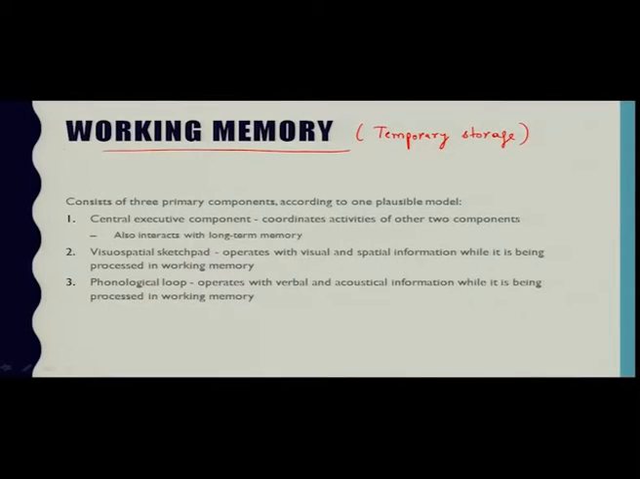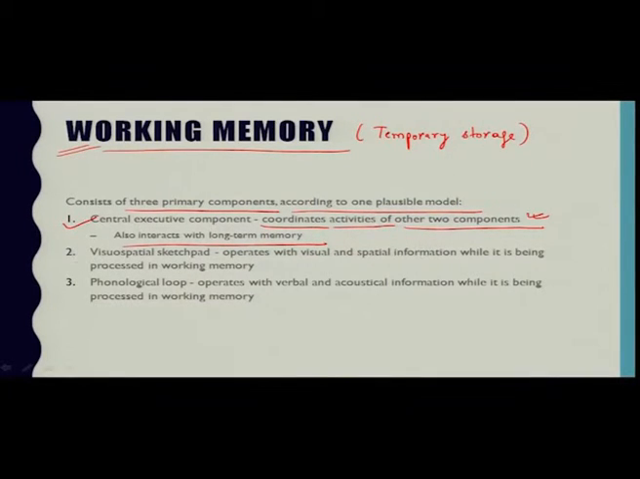Here we were discussing working memory. According to one plausible model, working memory consists of three primary components. The first is the central executive component, which coordinates the activities of the other two components as information processing takes place, and it also interacts with long term memory.